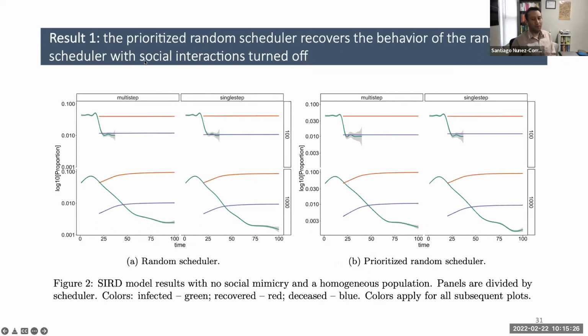Result one: when we introduced a new type of scheduler, we first wanted to see that we could reproduce the same results as with the traditional random scheduler. And yes, qualitatively, we were able to reproduce the same behavior, so we did not introduce any additional concerns. And this is with an ensemble of size 30. That's why we have the shaded regions.